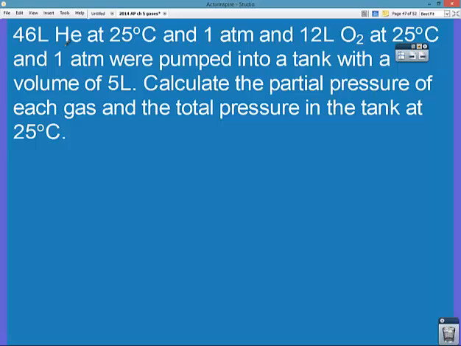So in this problem we have helium and we have oxygen gas. And those are being pumped into a tank, and our final volume is 5 liters. So we're calculating the partial pressure of each of these gases and then the total pressure. So the first thing we've got to do is figure out our pressure of helium.